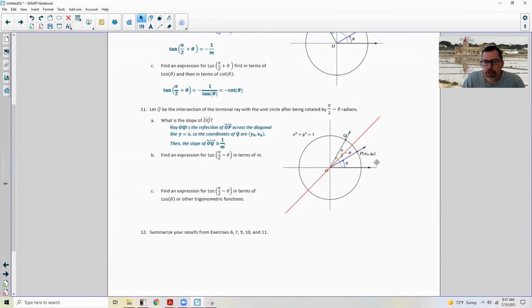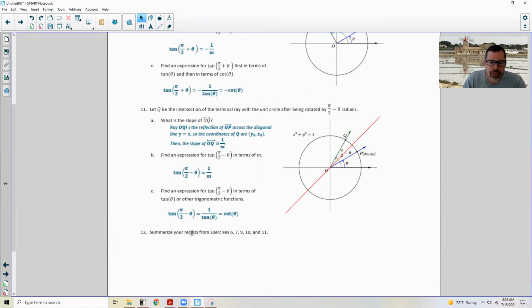Okay? Find an expression for tangent of pi over 2 minus theta in terms of M. Well, that would simply be tangent of pi over 2 minus theta equals 1 over M. Part C says to find an expression for tangent of pi over 2 minus theta in terms of tangent of theta or other trigonometric functions. So the tangent of pi over 2 minus theta equals 1 over the tangent of theta, which is equal to the cotangent of theta. So it's the same as C up here, except the slope's positive in this quadrant, not negative. So cotangent's positive in quadrant 1.